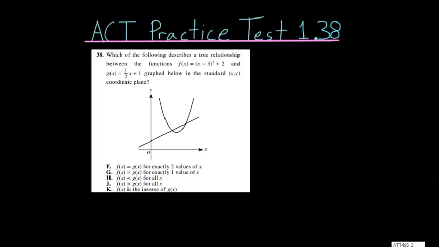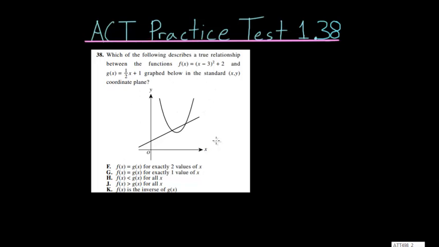For the 38th problem on this first ACT practice test, which of the following describes a true relationship between the functions f of x is equal to (x minus 3) squared plus 2 and g of x is equal to 1/2 x plus 1, graphed below in the standard xy coordinate plane? To solve this problem, we need to look at these different answer choices and see if they apply to our particular situation.